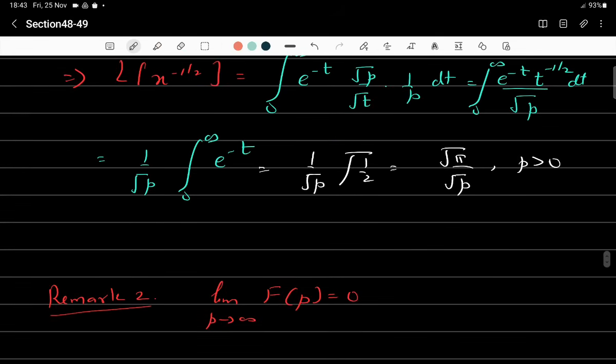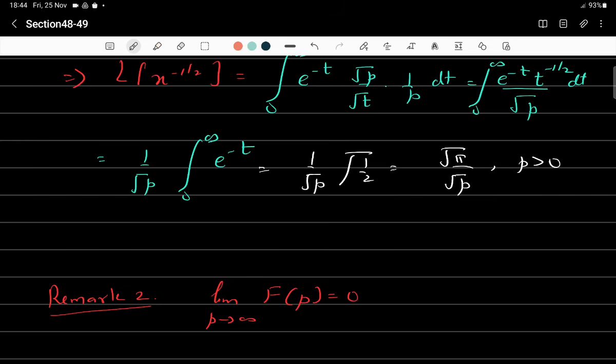The next remark says that limit p tends to infinity, f of p is equal to 0. It means that if there is a function f of x for which the Laplace transform exists, then the limit as p tends to infinity of that Laplace transform is always 0. If you see Laplace of 1, Laplace of e raised to power ax, Laplace of sine ax, when you put p tends to infinity, all of them are equal to 0.